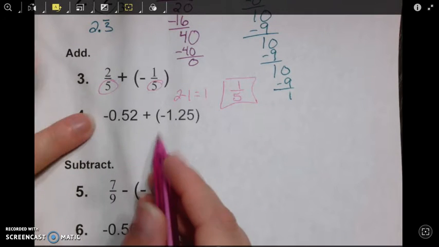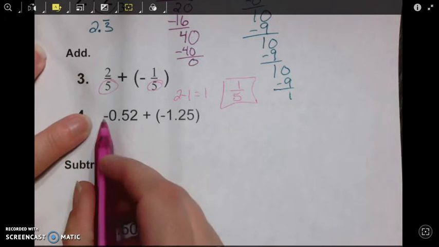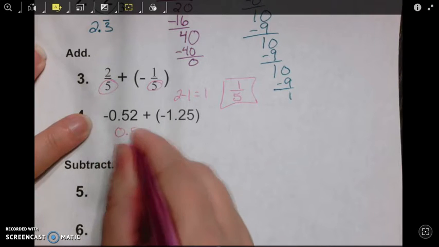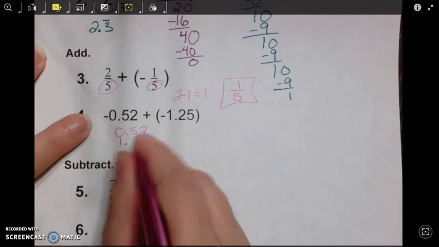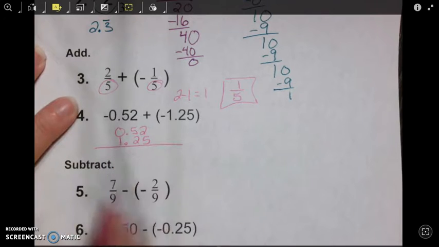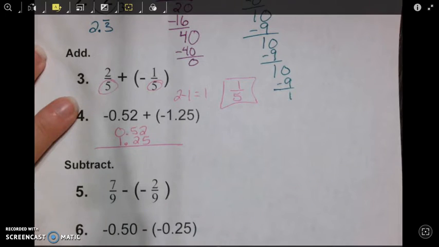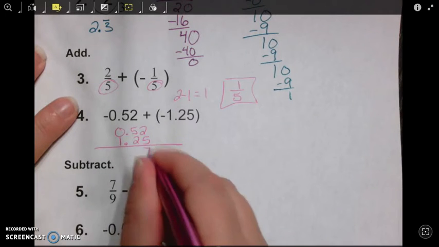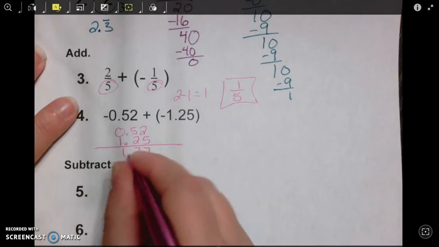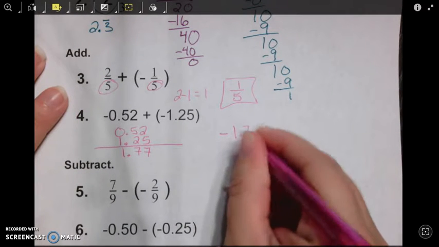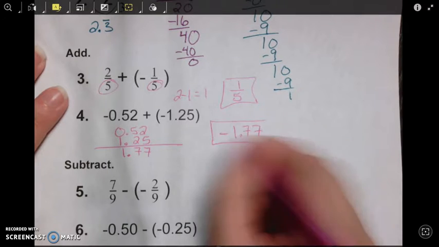Okay, now these decimals, we can just line them up if we want, but see, we're taking a negative plus a negative, so we're adding these together, and our answer is going to be negative. So remember, adding 2 negatives makes me go more negative. So we add these together to get 1.77. Again, write your answer out here, and it is going to be negative 1.77.